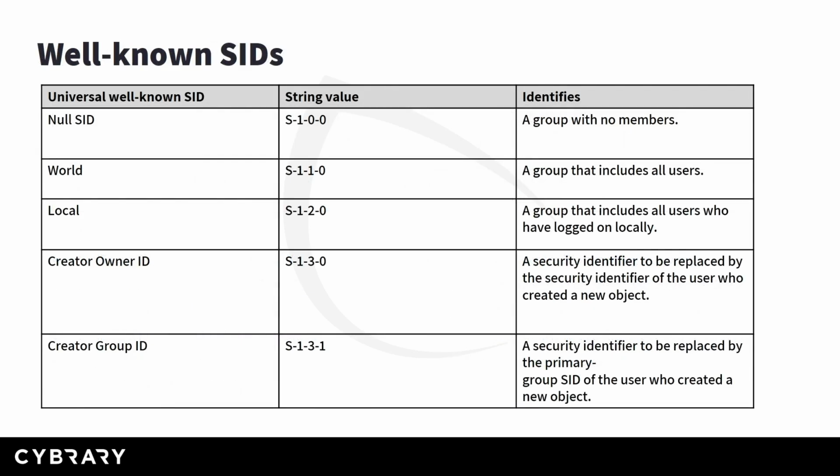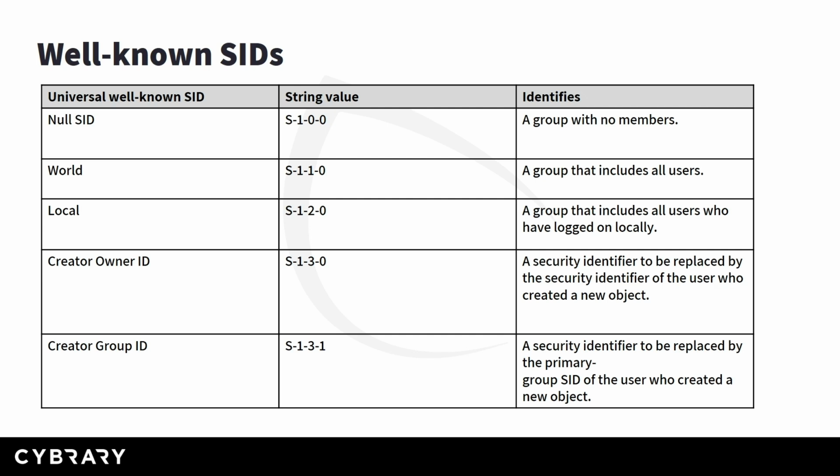Well-known security identifiers, or SIDs, identify generic groups and generic users. The following are some universal well-known SIDs. We have the null SID with value S-1-0-0, which identifies a group with no members. This is often used when a SID value is not known. The world security identifier with value S-1-1-0 identifies a group that includes all users, even anonymous users and guests. Membership is controlled by the operating system.